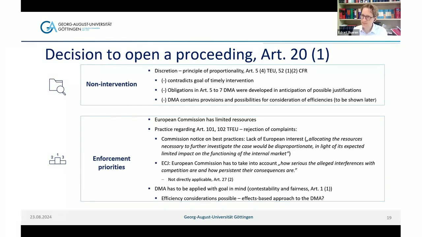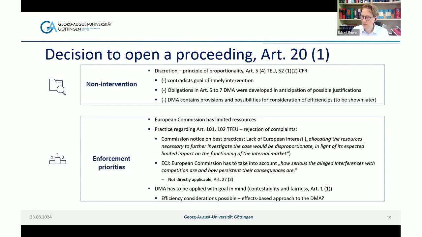Last point, a gatekeeper which has a very strong market position is not very likely to pass on efficiencies to business users and end users. So you could be skeptical that efficiencies can be a good argument to not go after a certain infringement, but at least we think that from a legal point of view, the Commission is allowed to do that. It's not obliged to do so, but we think it is allowed to do so to a certain extent.